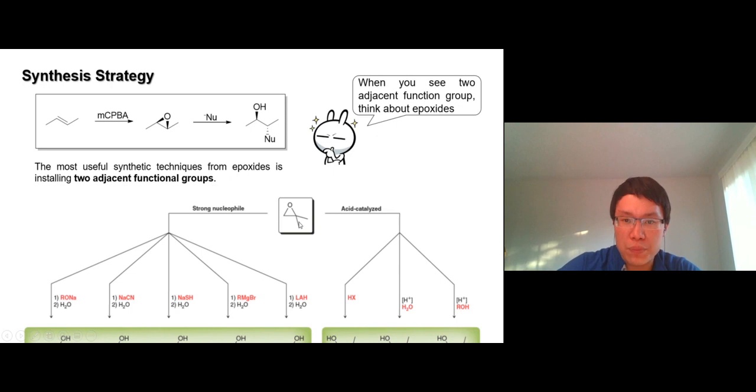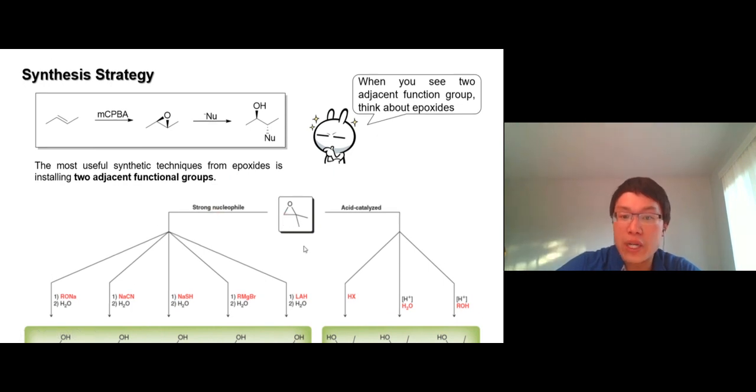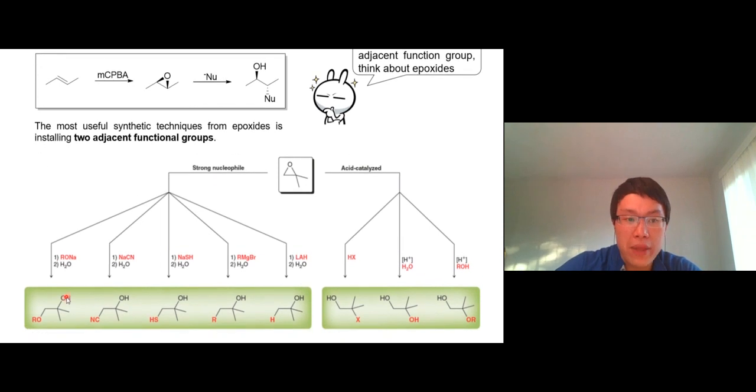Okay, so I'll give you some examples. If you add a strong nucleophile, we go attack at the least substituted carbon, but you're going to end up with two functional groups next to each other, right? We have an alkoxy group and hydroxyl group, cyanide and hydroxyl, sulfide, thiol and hydroxyl, alkyl group and hydroxyl, hydride and hydroxyl. Acid catalyzed is going to go to the more substituted carbon, right? So X goes in there, goes in there, goes in there, but they all have a similar feature, which is two adjacent functional groups. Adjacent means next to each other.